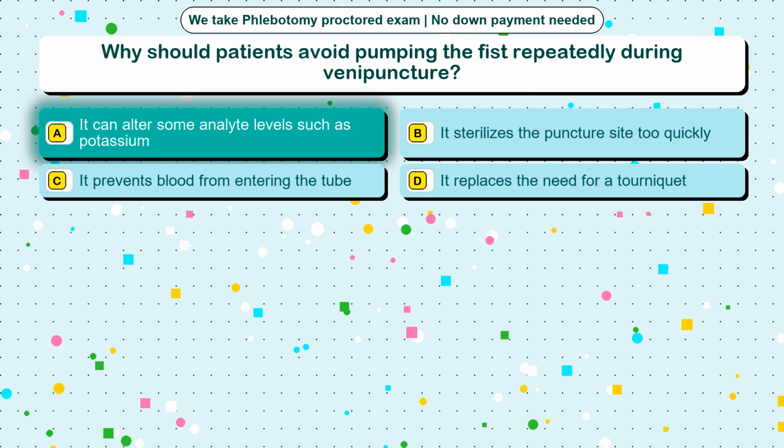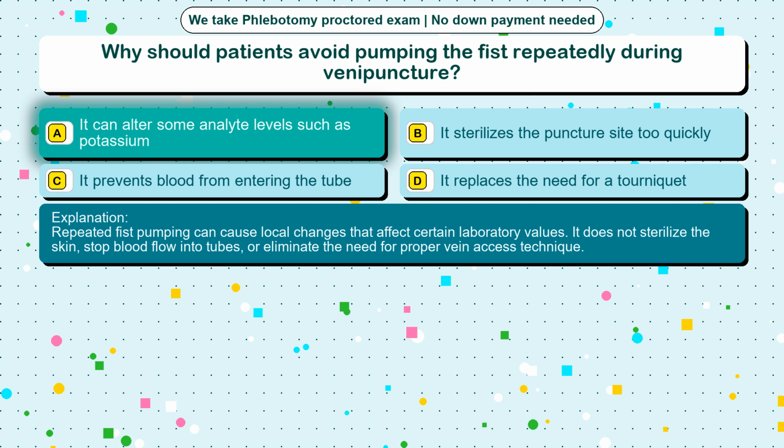The correct answer is option A. It can alter some analyte levels such as potassium. Repeated fist pumping can cause local changes that affect certain laboratory values. It does not sterilize the skin, stop blood flow into tubes, or eliminate the need for proper vein access technique.